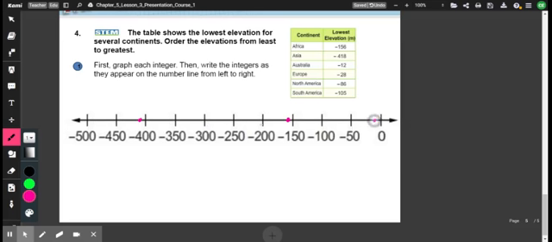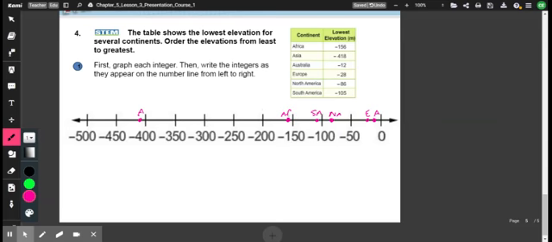Australia is negative 12, give or take. Europe is negative 28-ish. North America is negative 86, and South America is negative 105. Probably should have written out what these are so that we can go back and write down what numbers. Okay, Europe has an E. Then we have Australia. We got Asia all the way over here, and then Africa.